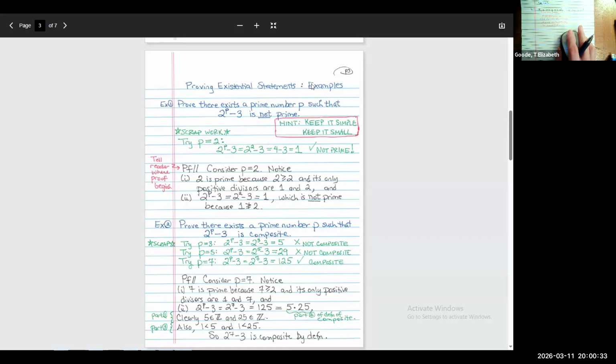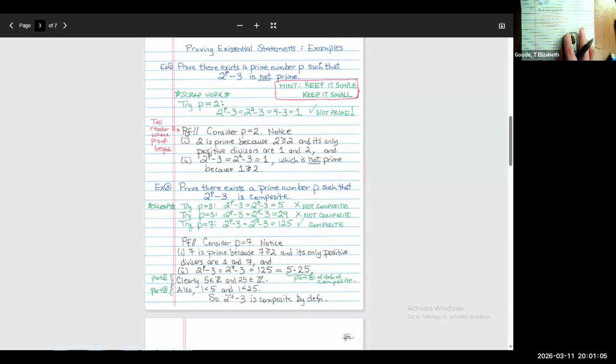So to prove an existential statement, you want to do some scrap work. To prove there exists a prime number p such that 2 to the p minus 3 is not prime, the big hint is keep it simple and keep your examples small. So we started with p equals 2, and we plugged 2 into p, and we found out that 2 to the p minus 3 is 1, and 1 is not prime. So we found it already. So now, how do you write it up?